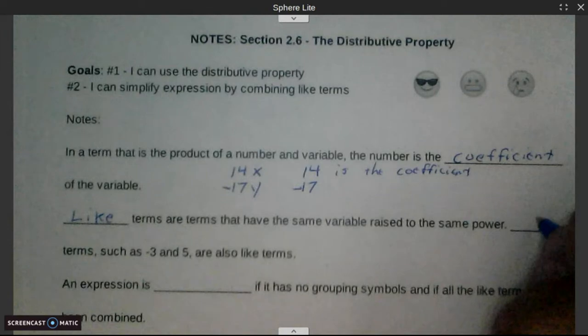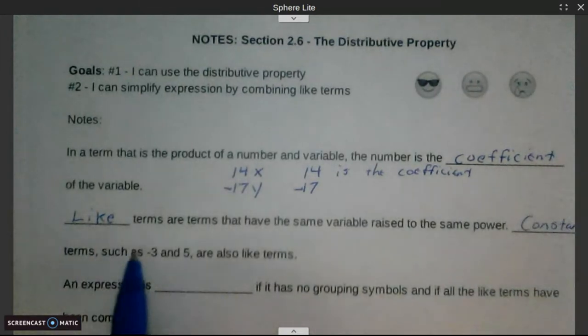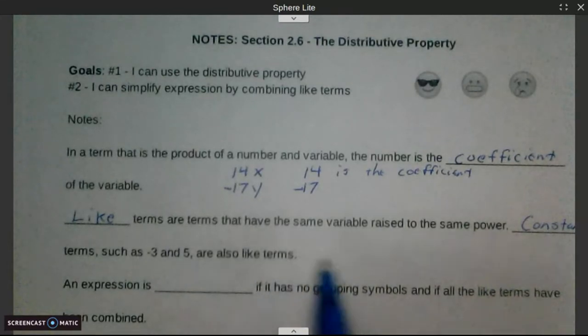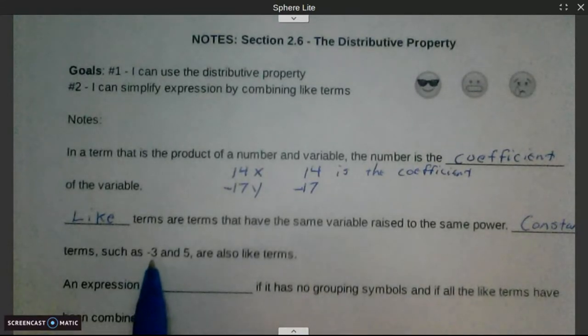Constant terms, such as negative 3 and negative 5, are also terms. These are called constants because they are just numbers all by themselves. So you can think of all the counting numbers and all the negative numbers. If you have negative 2, negative 1, 0, 1, 2, 3, 4, 5, those are all constants.